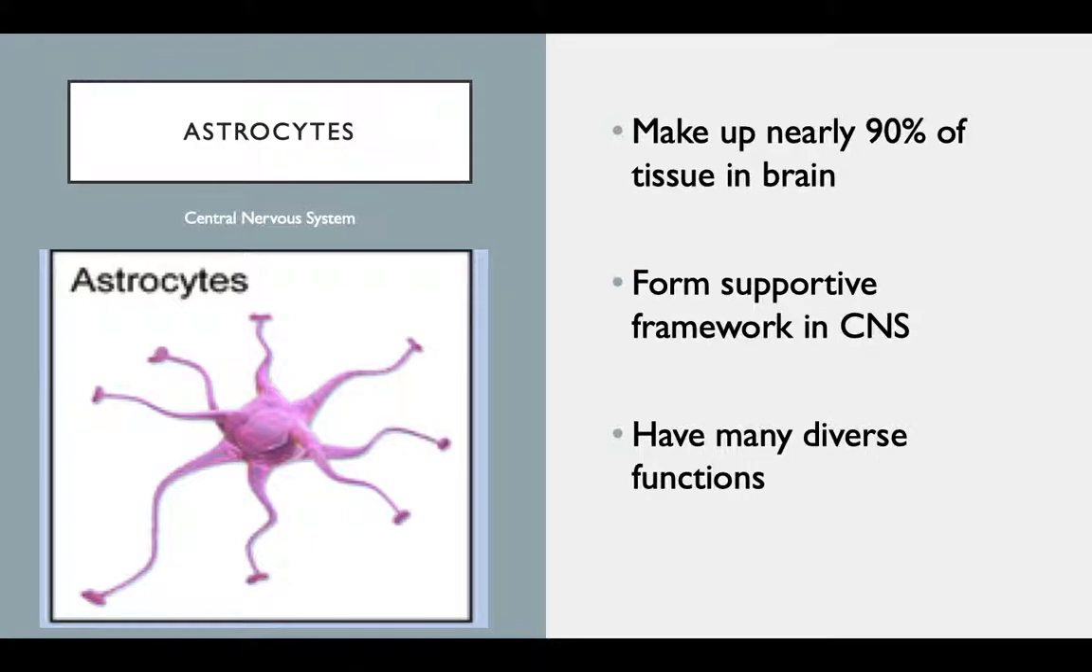Their name is derived from the root word of its star-like shape, as seen in the picture. They have many diverse functions, the most diverse of all the glial cells we have mentioned. Just to name a few, astrocytes cover brain surface and non-synaptic regions of neurons. They form supportive framework in the central nervous system, induce formation of blood-brain barrier, nourish neurons, produce growth factors that stimulate neurons. They communicate electrically with neurons and may influence synaptic signaling.